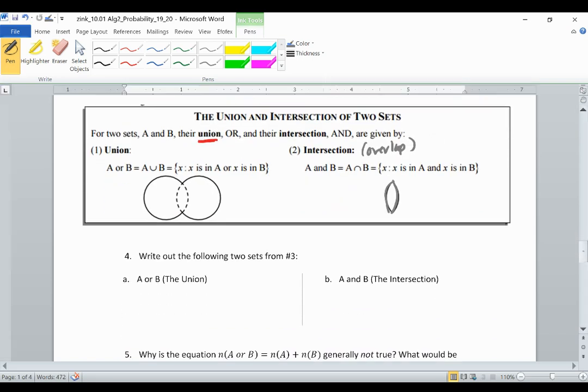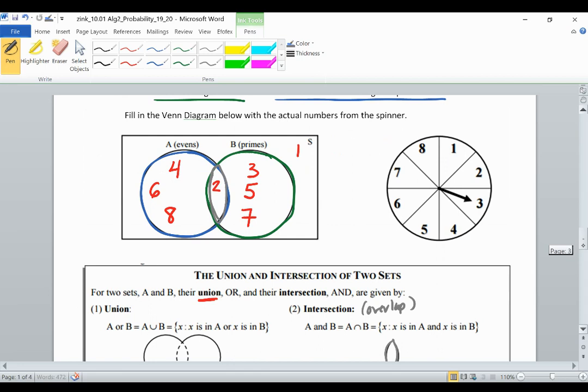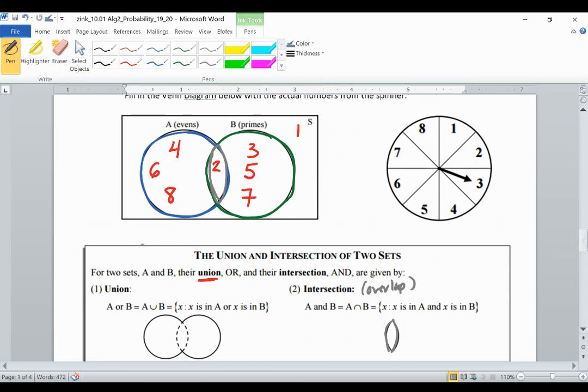All right, so for number 4, I want you to look at number 3 again, the spinner up above, and find the union of A and B. So we're looking for A union B, or A or B. Union is "or". So I'm looking for what's in A. Well, in A, I'm going to go to my circle here. In the blue circle, I have 2, 4, 6, and 8.